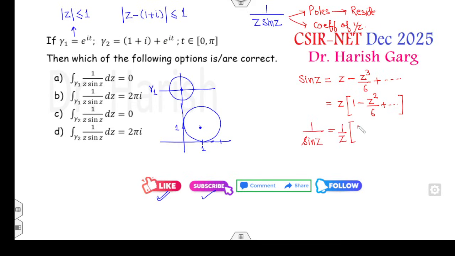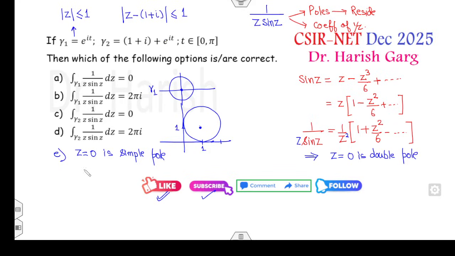I can apply the binomial. So it becomes 1 plus z square over 6 and so on. Fine. Now I need 1 over z also, so I can divide it by z. It will be 1 over z square. Fine. So from here you can also see z equal to 0 is my double pole. Although the option was not asked here, if it had been asked, z equal to 0 is a simple pole would be wrong. And z equal to 0 is a double pole. So you can see the F option is correct, E option is the wrong option.